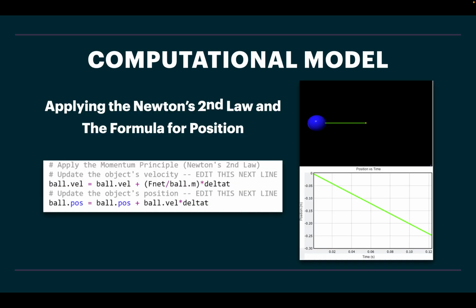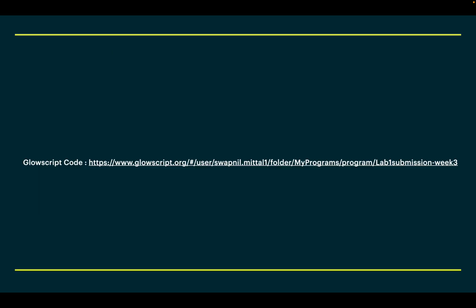0.124 seconds. The computational model showed a similar model of the object's motion. I used Newton's second law of motion to calculate the ball's velocity and the ball's position. Here's my ClosScript code if you guys want to refer to what the code actually was and see the observation in real time.